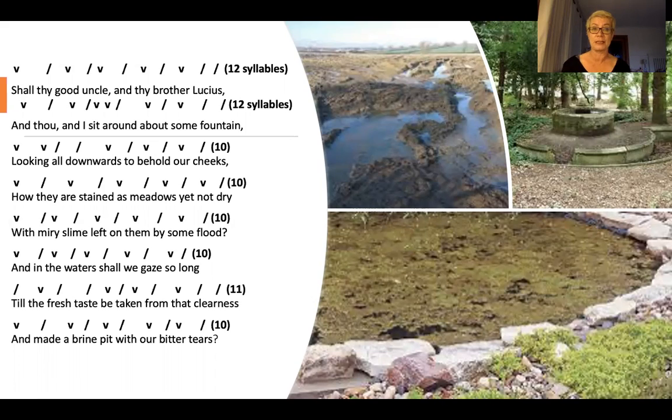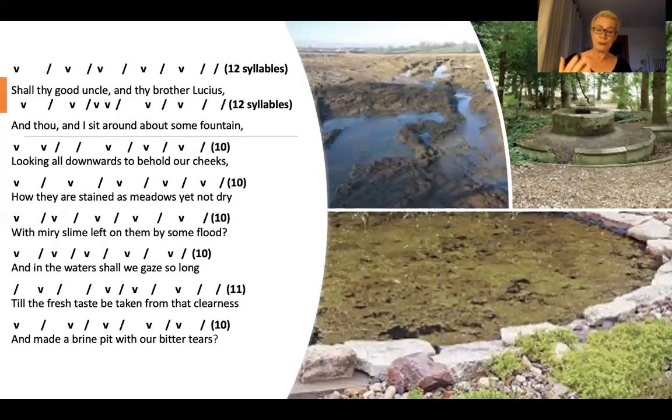So let's count the syllables. "Shall thy good uncle and thy brother Lucius and thou and I sit around about some fountain, looking all downwards to behold our cheeks, how they are stained as meadows, yet not dry, with miry slime left on them by some mud." Now, what do the 12 syllables do?